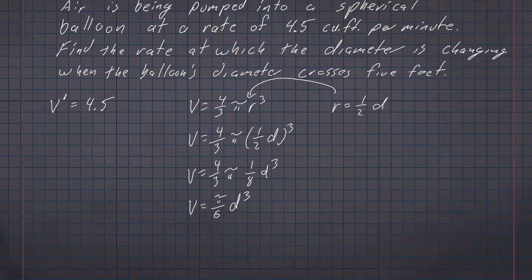Now, the trick here is to realize we have a variable v, we have a variable d. We're not interested in the derivative of v with respect to d. We're interested in the derivative of v with respect to time, t. So the derivative with respect to time of v should be equal to the derivative with respect to time of pi over 6 times d cubed.